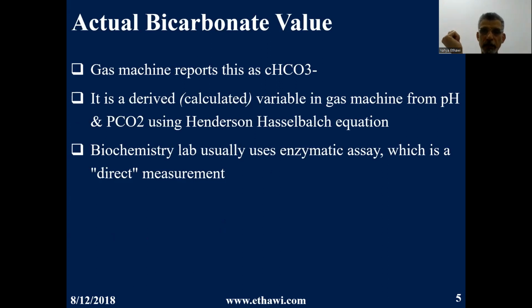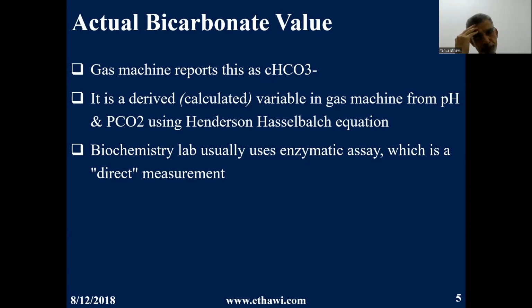And there's something called actual bicarbonate value, and in the gas machine it's reported as C, corrected bicarbonate value. You have to know that the bicarbonate is actually a derived value. It's a calculated value. It's not a measured one, and it's calculated from the pH and the PCO2 using the Henderson-Hasselbalch equation. The biochemistry lab, on the other side, does an enzymatic assay, which is a direct measurement. So the bicarb measured by the lab is a measured one, while the bicarb from the blood gas is a calculated one.